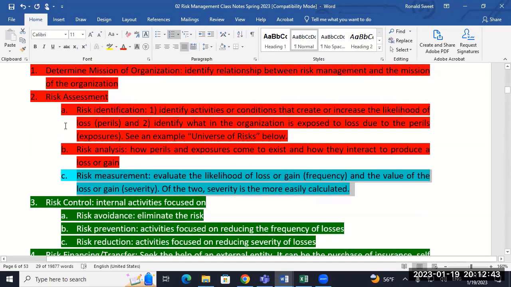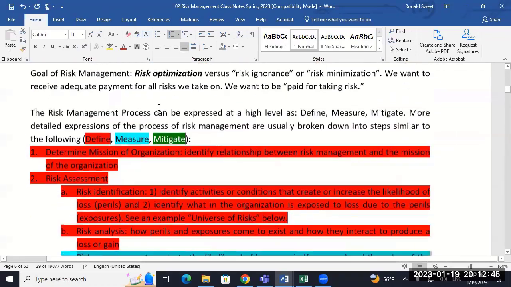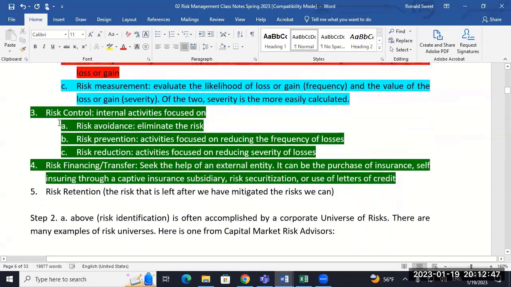So there's the measurement piece. Then you start the mitigation piece. And the mitigation piece has two pieces. One of them is internal to the firm. And then the other one is you go outside the firm for help. So internally, you're going to do risk control: risk avoidance, risk prevention, and risk reduction.